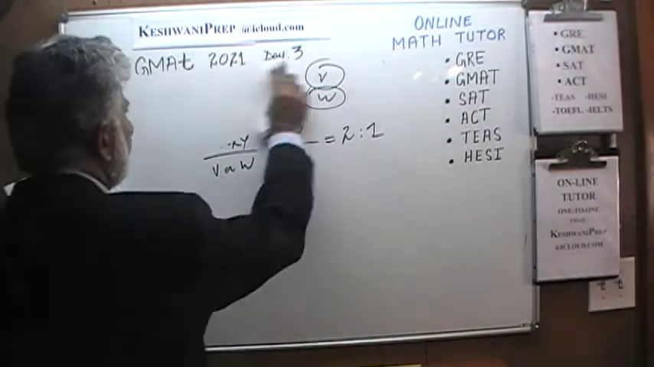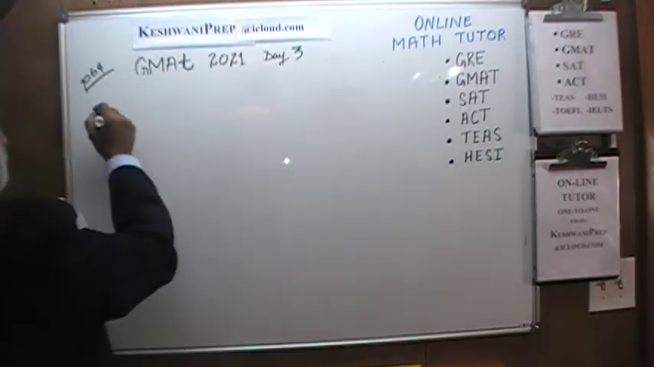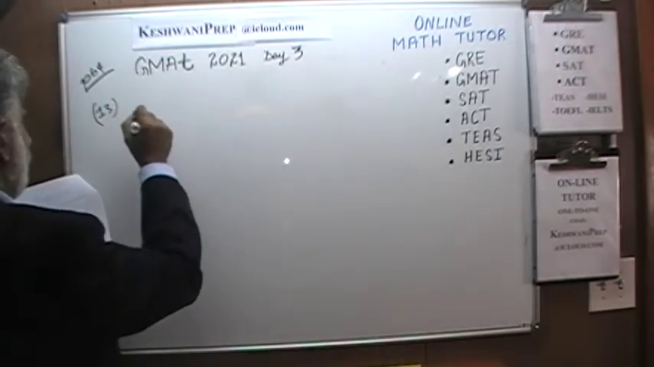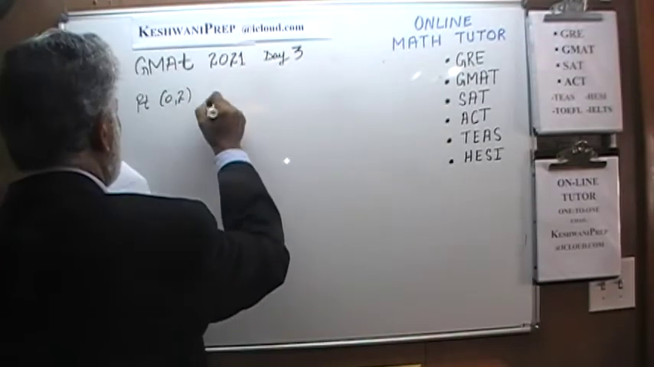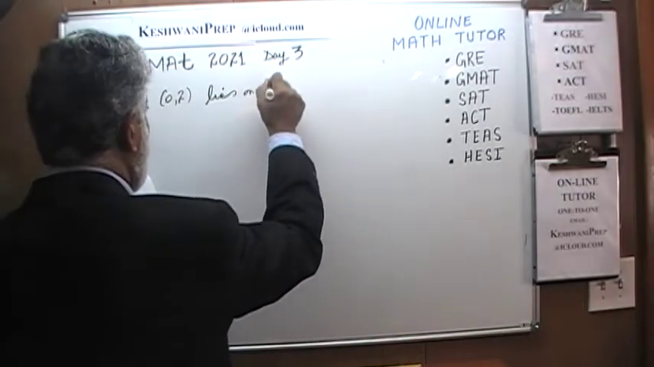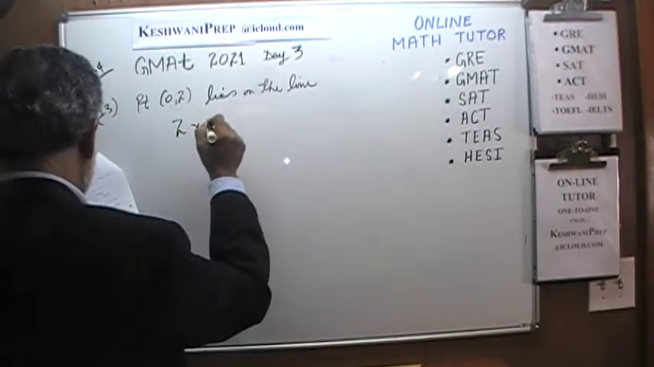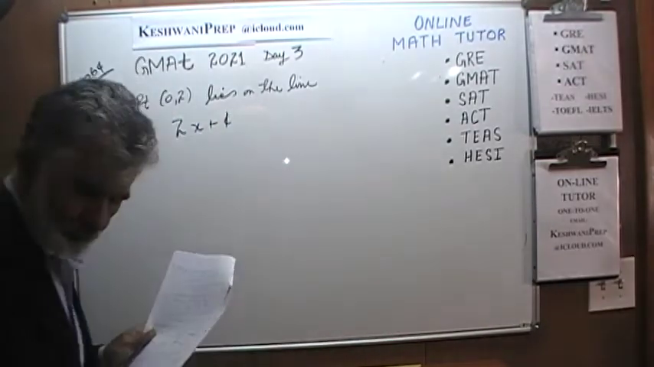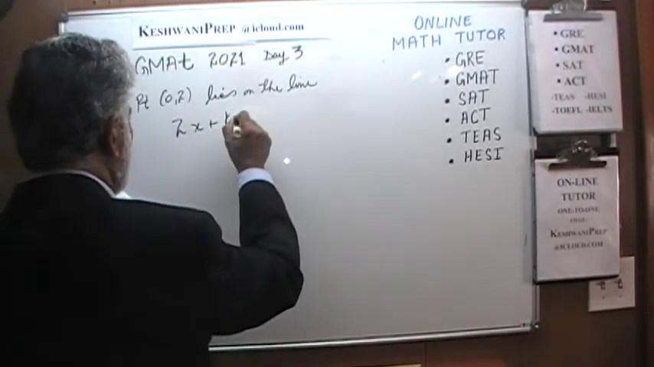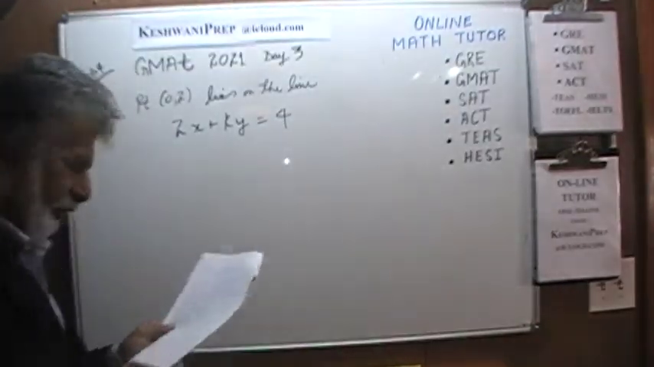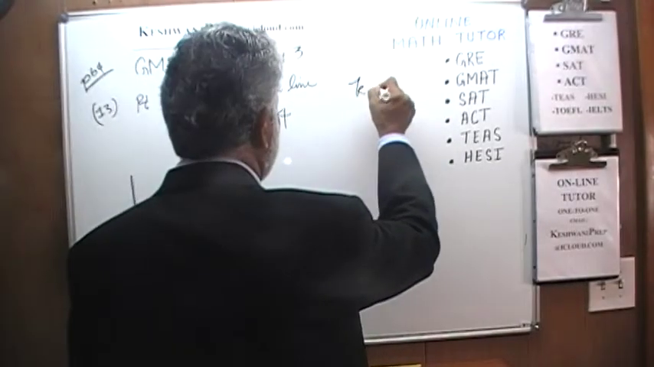Number 13. We are told that the point (0, 2) lies on the line with equation 2x plus ky equals 4. So the question simply is, what's the value of k?